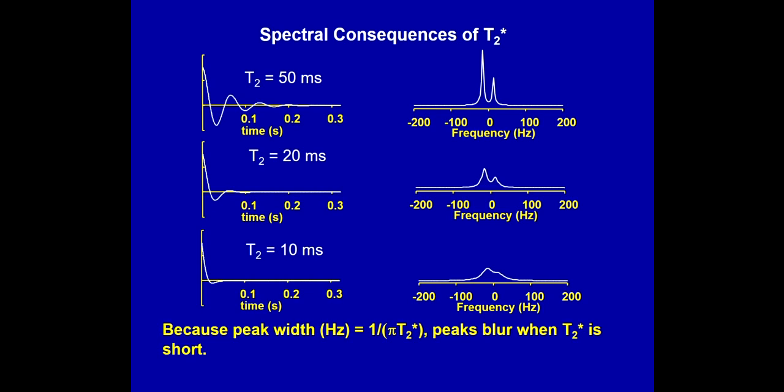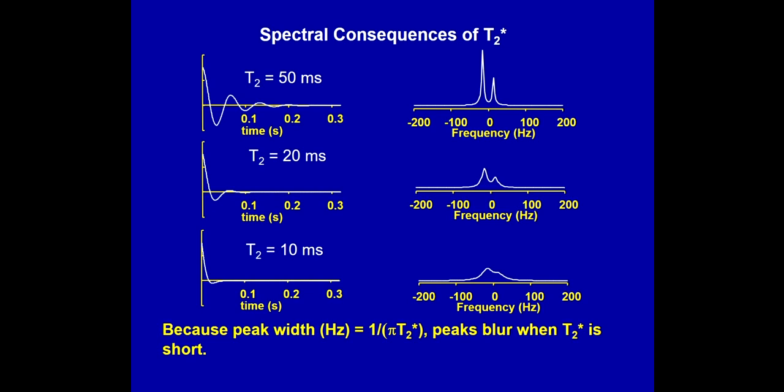This is a simulated spectrum with two peaks. They're separated by about 20 hertz. Here is a small peak and a large peak. And the simulation has been done here assuming a T2 of 50 milliseconds.